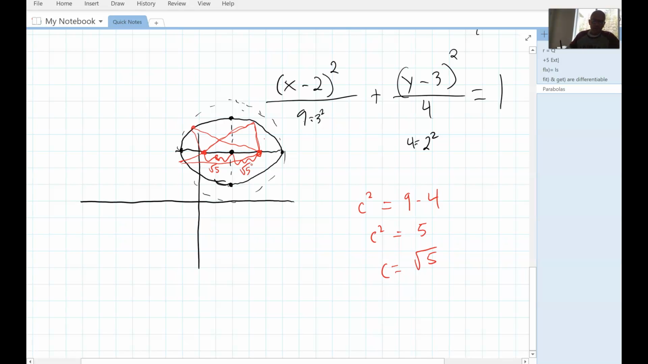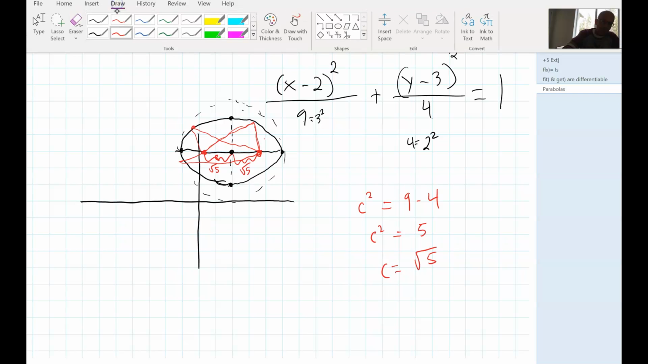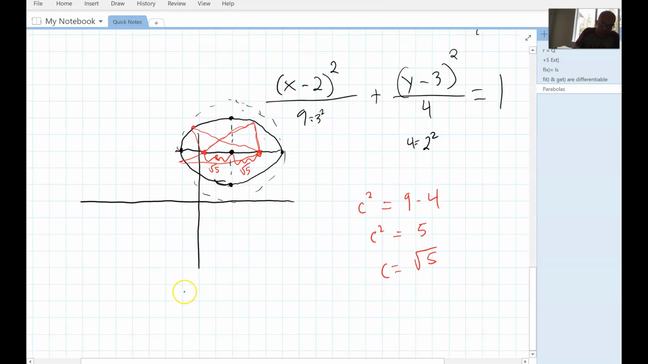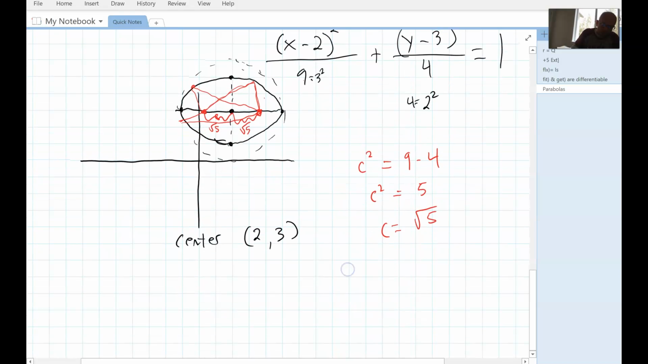So if I ask you in this case, I'm going to grab a different color. If we were to make a list of what we know here, where's the center of this ellipse? Well, that's located at (2, 3). And where are the major vertices? That would be at, let's see, 2 plus 3 is 5, (5, 3), and (-1, 3).